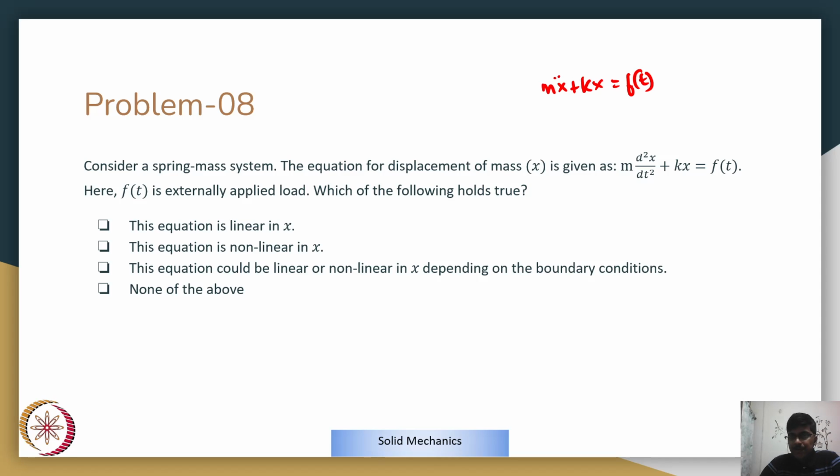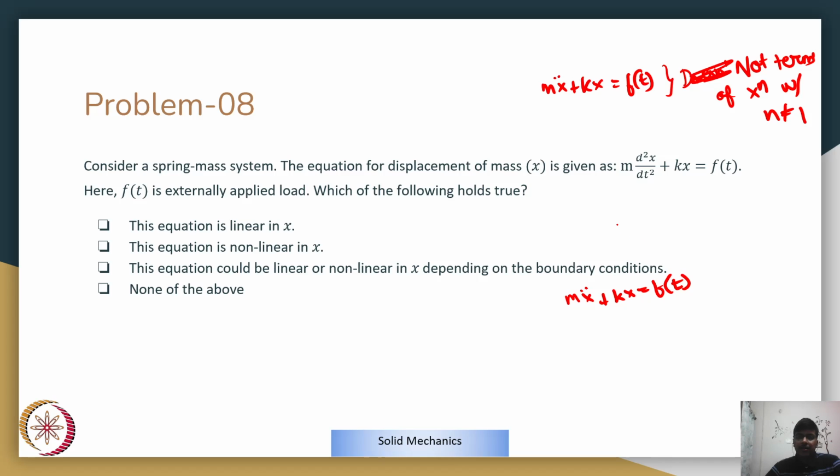You can straight away observe that this whole equation doesn't contain any terms of x raised to n with n not equal to 1. You can see that there is no x square, x cube, root x or cube root x term in this equation. We simply have m x double dot plus kx equal to f of t. Now f of t is the externally applied load.